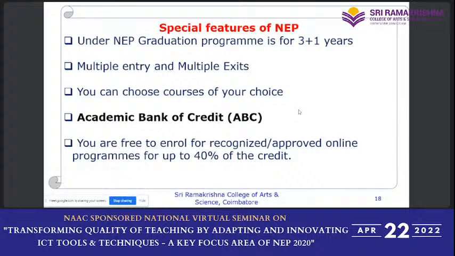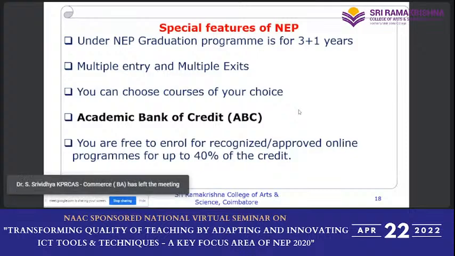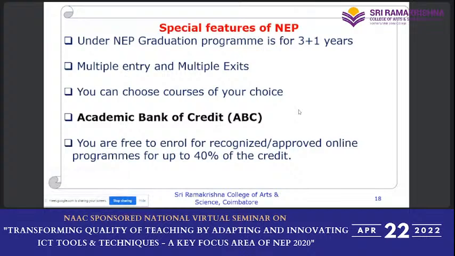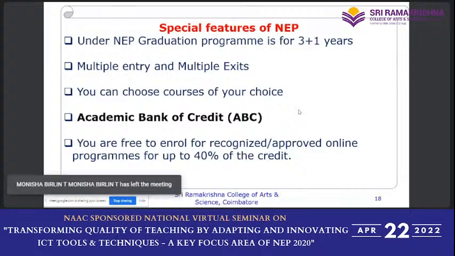And if it is a recognized or an approved course, it will be included as a part of that student's credit. And that credit will accumulate. That accumulated credit is called the Academic Bank of Credit. So a student can do a program inside the college, definitely, and also enroll for online approved and recognized programs as well, and can continue to earn more credits every semester. Up to 40% of the credit can be earned, but this is not at the cost of college attendance.